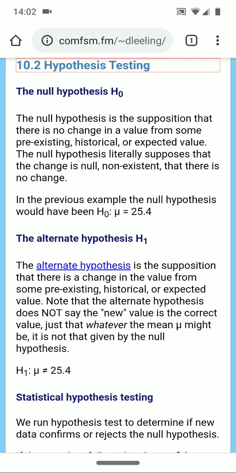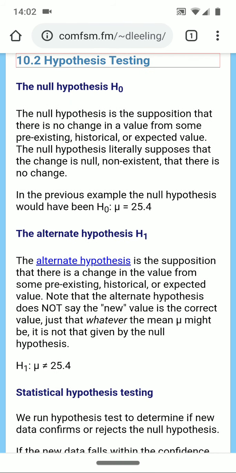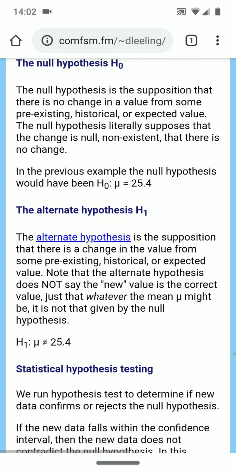The alternate hypothesis, we use the letter H and a subscript 1 for that, is the supposition that there is a change in the value from some pre-existing historical or expected value. Note that the alternate hypothesis does not say the new value is correct, just that whatever the mean might be, it is not given by the null hypothesis.